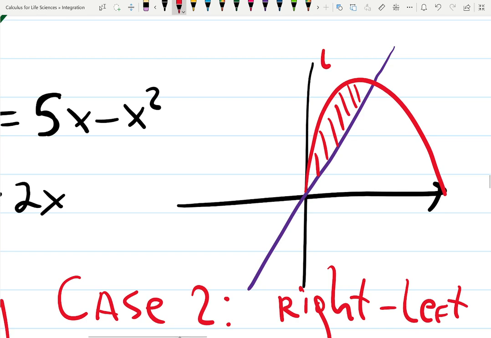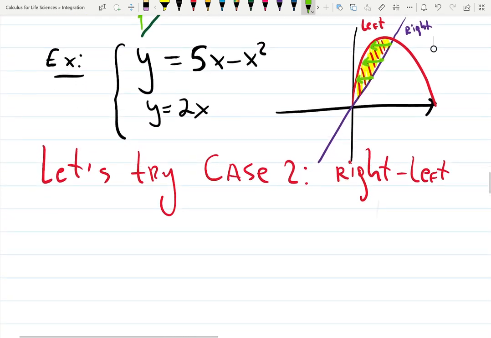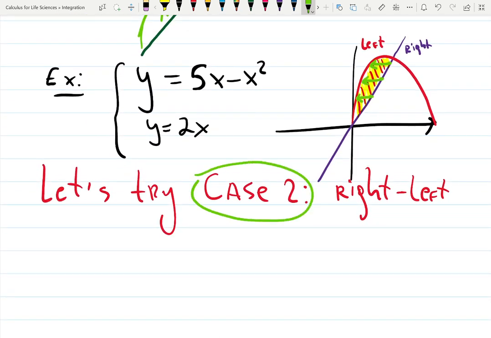So the red parabola can be seen as a function on the left, while the purple line is on the right, when you're talking about this shaded area over here. To check that, you can always see that this one is always on the right, and this one is always on the left, from right to left. Then we will choose case 2, if you want to do it that way. The extra step for case 2.